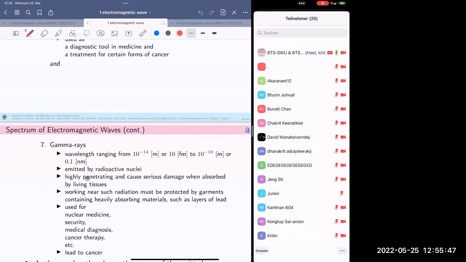Yeah, as I told you, it's a very dangerous ray. Actually, it can penetrate very well and cause serious damage to human tissue when living creature tissue absorbs them. It's dangerous.